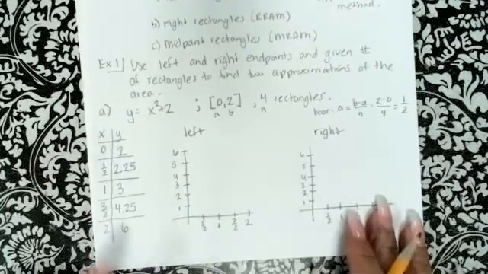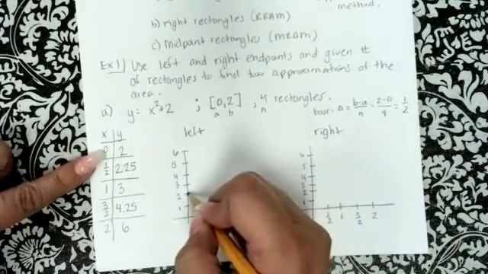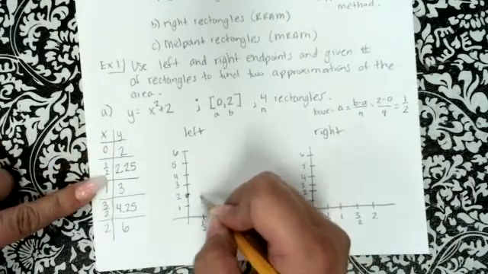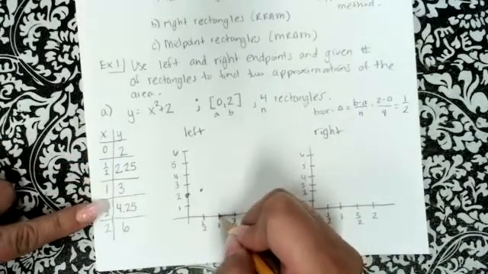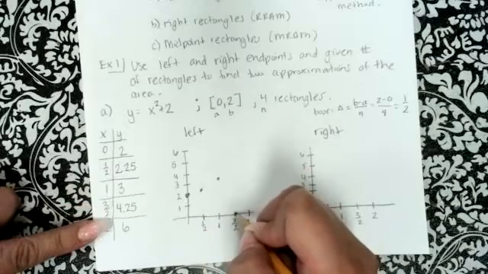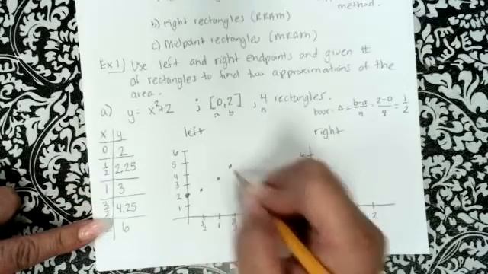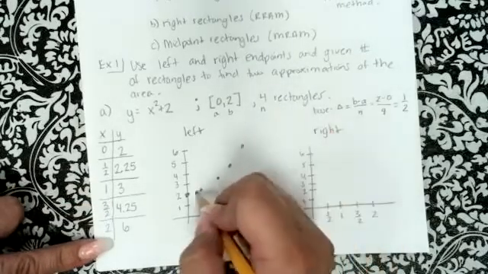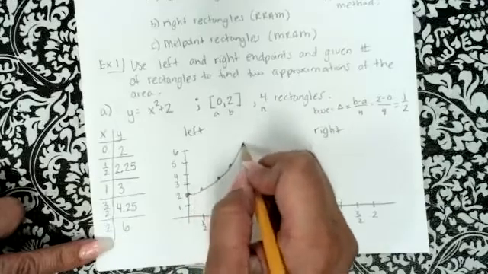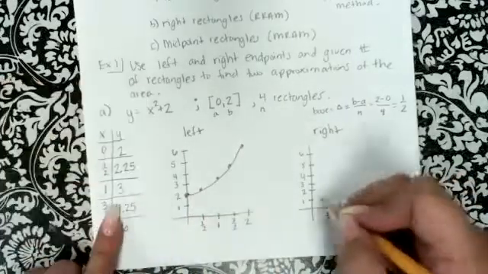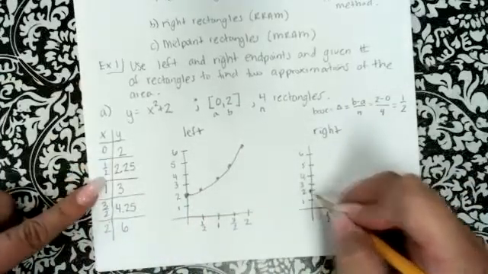I'm going to graph the points. So at 0, it's at 2. At 1/2, it's at 2.25. At 1, it's at 3. At 3/2, it's 4.25. And at 2, it's at 6. So you can see the curve. And it is a parabola because of the x squared. Graph the same here.